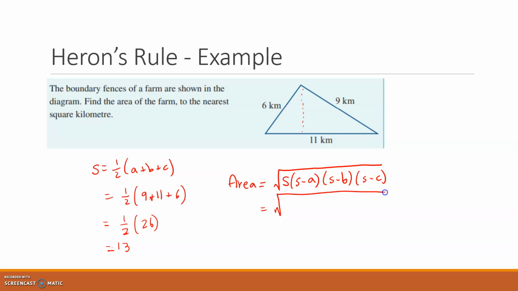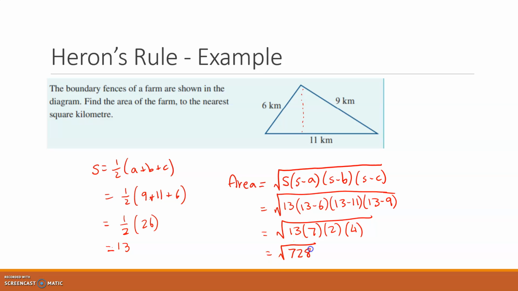So let's substitute in now. So S was 13, so it's 13. Outside of 13 take 6. Outside of 13 take 11. Outside of 13 take 9. Okay, so we've got the square root of 13 outside of 7, because 13 take 6 is 7. 13 take 11 is 2. And 13 take 9 is 4. So it's the square root of 13 times 7 times 2 times 4. On our calculator real quick, 13 times 7 times 2 times 4 is 728. So we're looking at root 728 here.